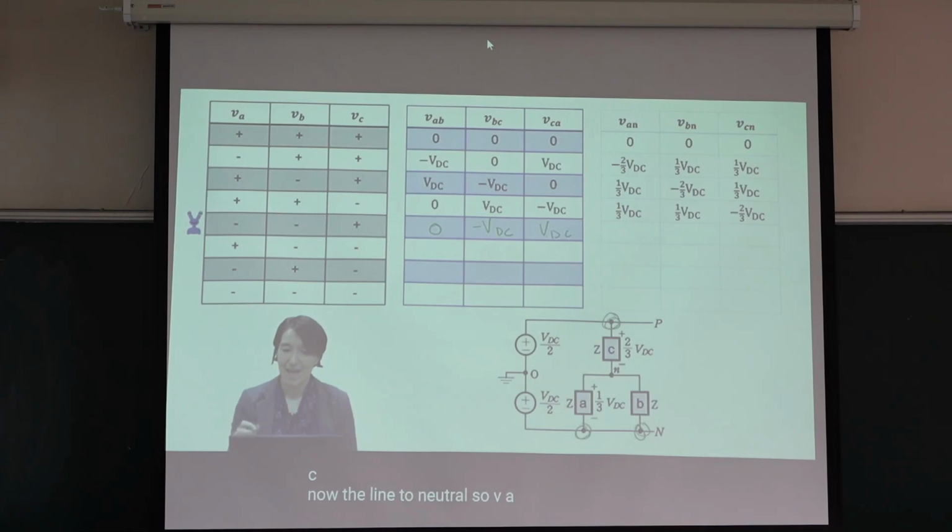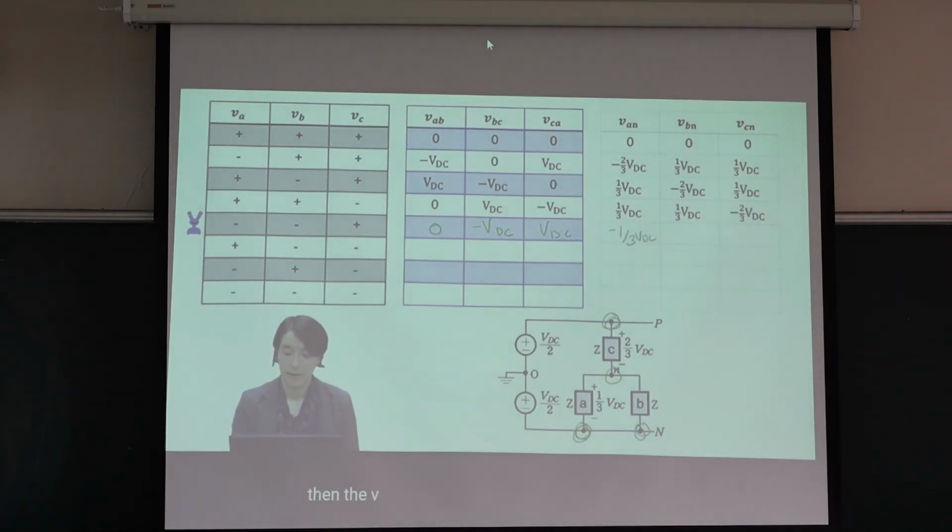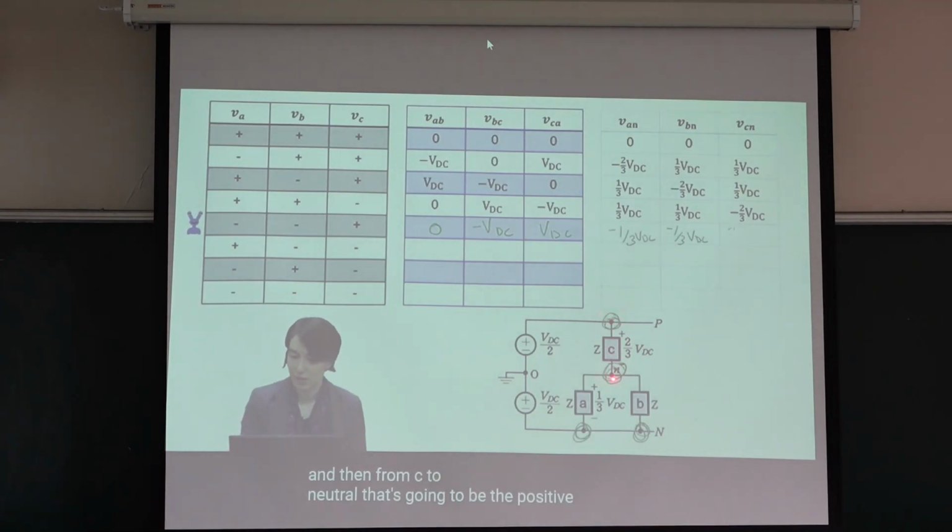So VAN is here, and A is getting a negative, so it is negative 1/3 VDC. Then the V from B to the neutral, that's also going to be negative, 1/3 VDC, minus 1/3. And then from C to neutral, that's going to be C positive to neutral, 2/3 VDC.